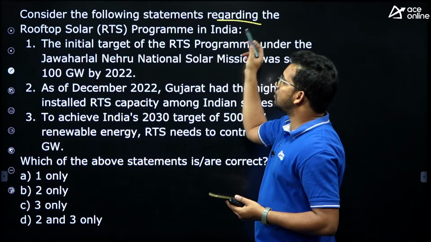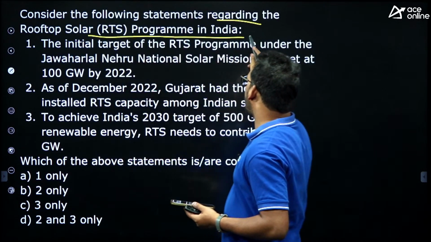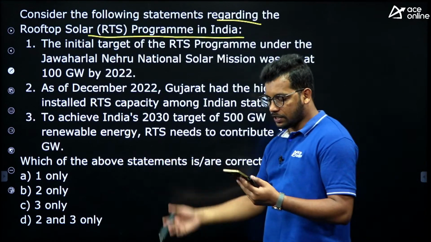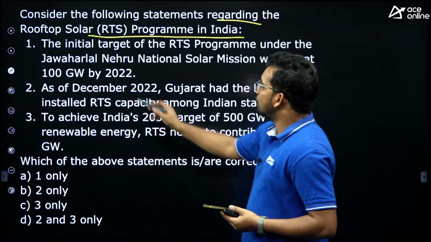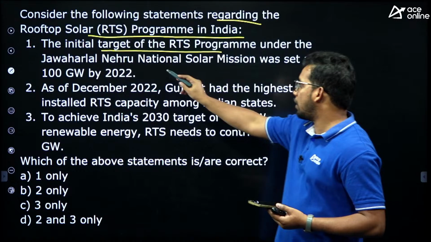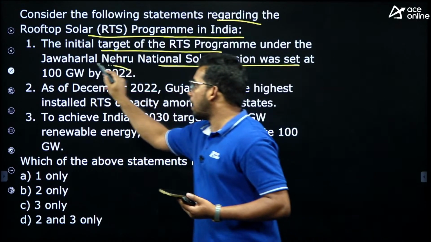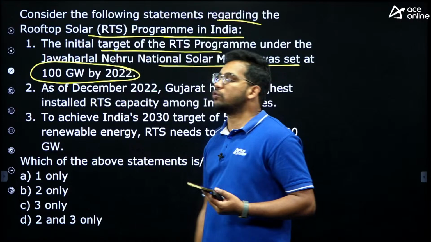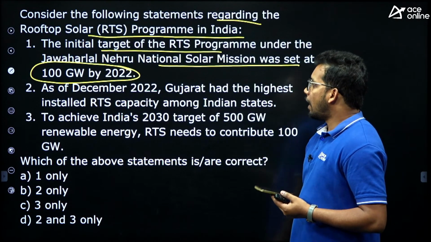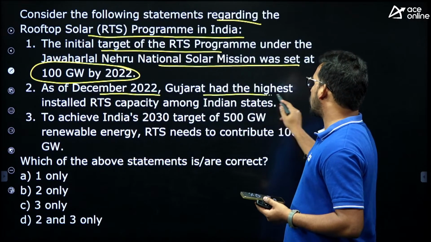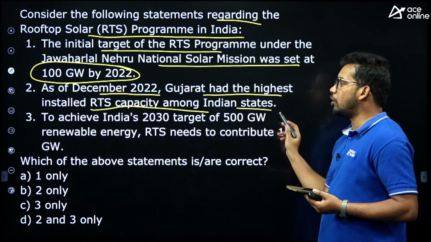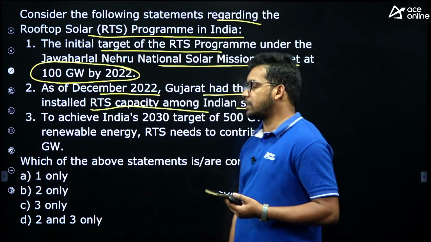Consider the following statements regarding the rooftop solar program in India. We have seen the discussion on rooftop solar panels. There are three statements. The initial target of the rooftop solar energy program under the Jawaharlal Nehru National Solar Mission was set as 100 gigawatts by 2022. So this is the first statement. As of December 2022, Gujarat had the highest installed rooftop solar energy capacity among the Indian states. So this is the second statement.